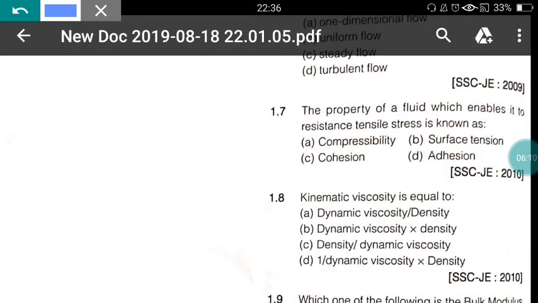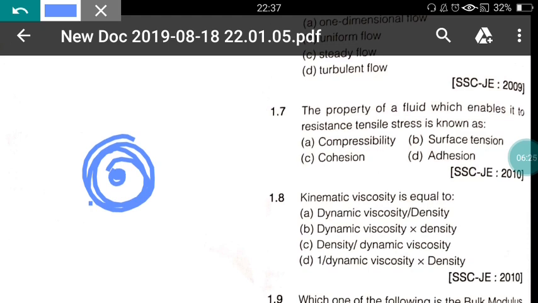Question number 7. The property of a fluid which enables it to resist tensile stresses is known as what? So if we know the forces of attraction between the molecules of same type, that property is known as what? Cohesion. That's why the property of a fluid which enables it to resist tensile stresses, so it opposes tensile stress, that property is known as cohesion. The correct answer for this question is option C, cohesion.